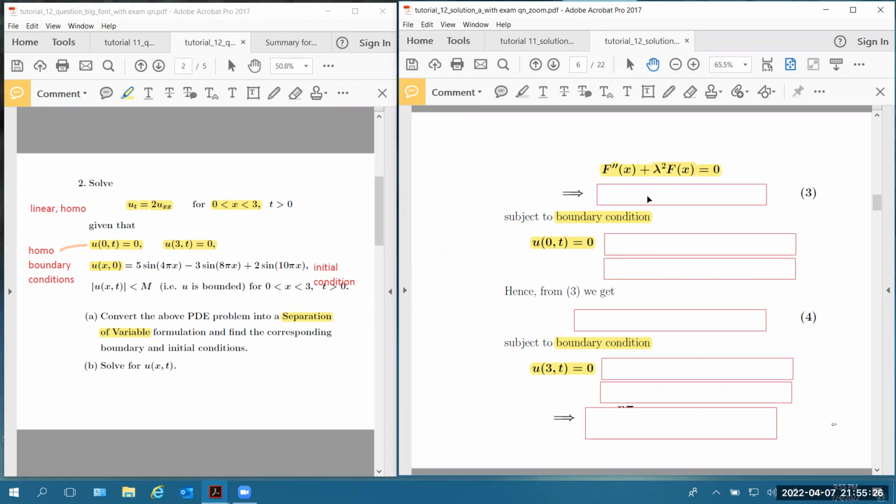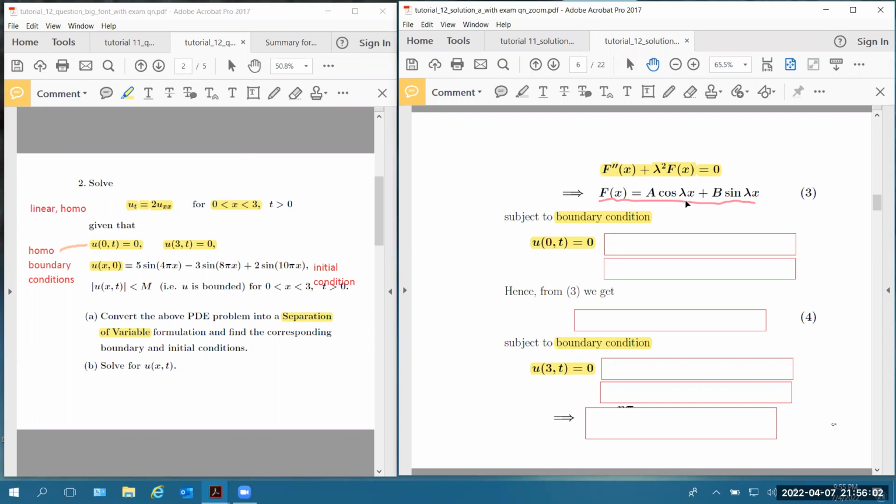Now this one is like an ODE. Do we know how to solve this? Actually we know, maybe from year 1, last semester in your Maths A. From this equation, we know that the solution is like this. There are three constants here: A is a constant, B is a constant, and of course lambda is also a constant. So there are three unknown constants.